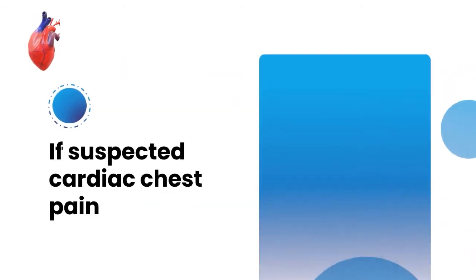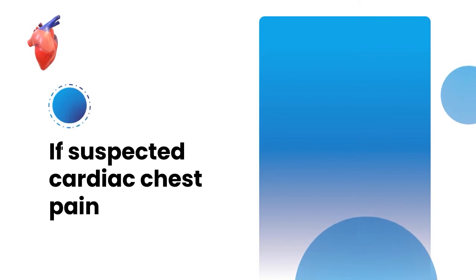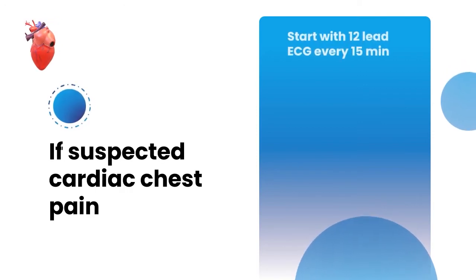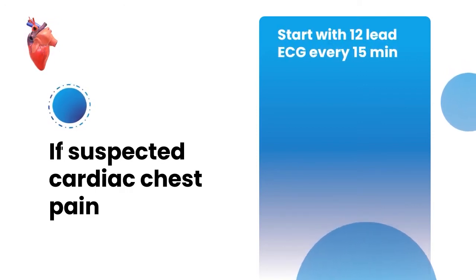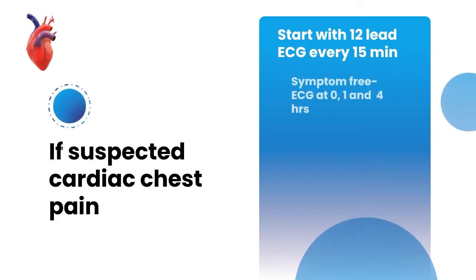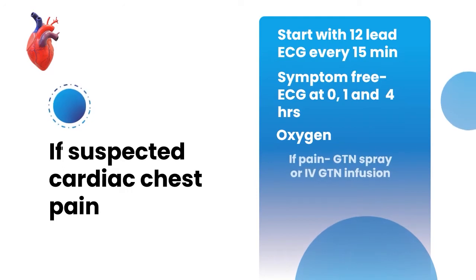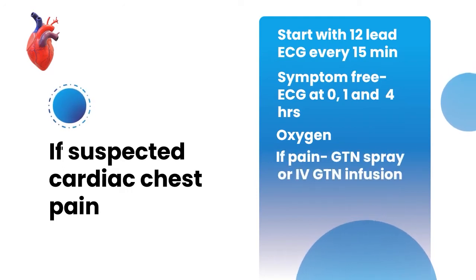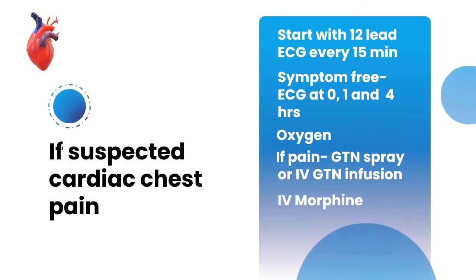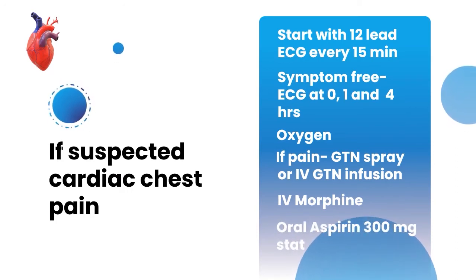If your patient has suspected cardiac chest pain, first you should start a 12-lead ECG, repeated every 15 minutes. If the patient is symptom free, you can repeat the ECG at 1 and 4 hours. Oxygen is also a very important entity. If the patient is in pain, you can use GTN spray or IV GTN infusion. And yes, do not forget your IV morphine. Oral aspirin 300 mg stat is also a must in the management of acute coronary syndrome.